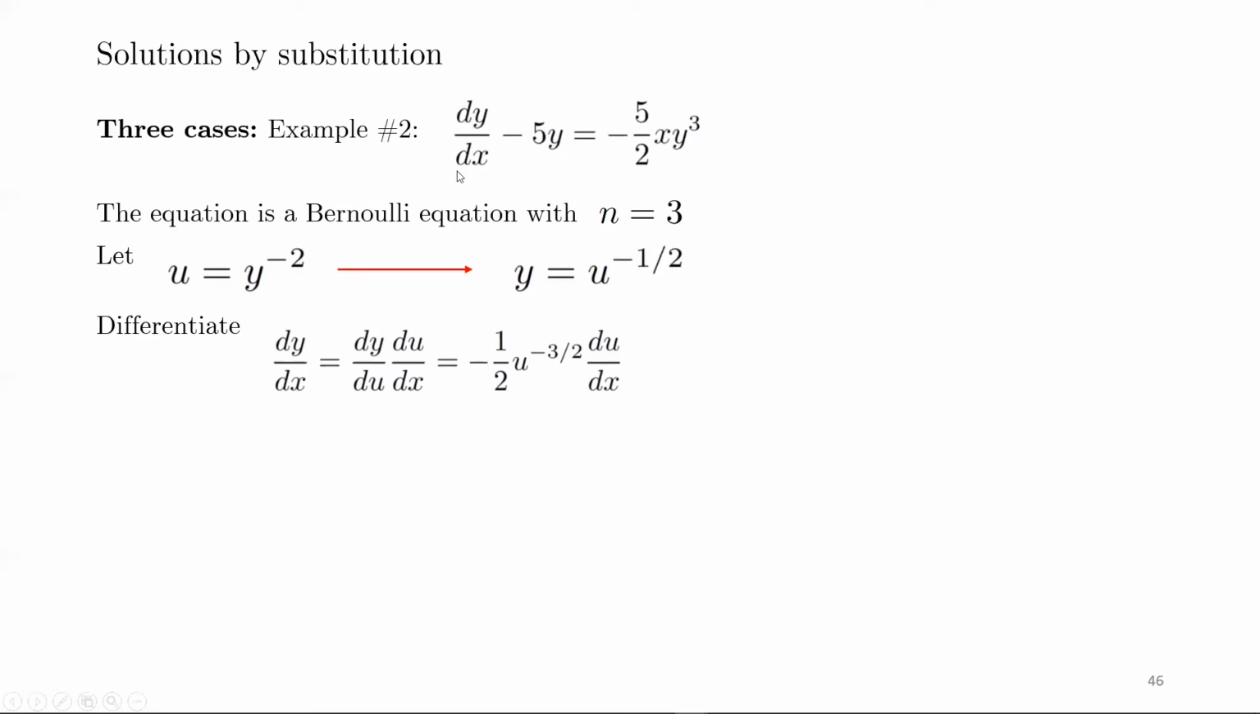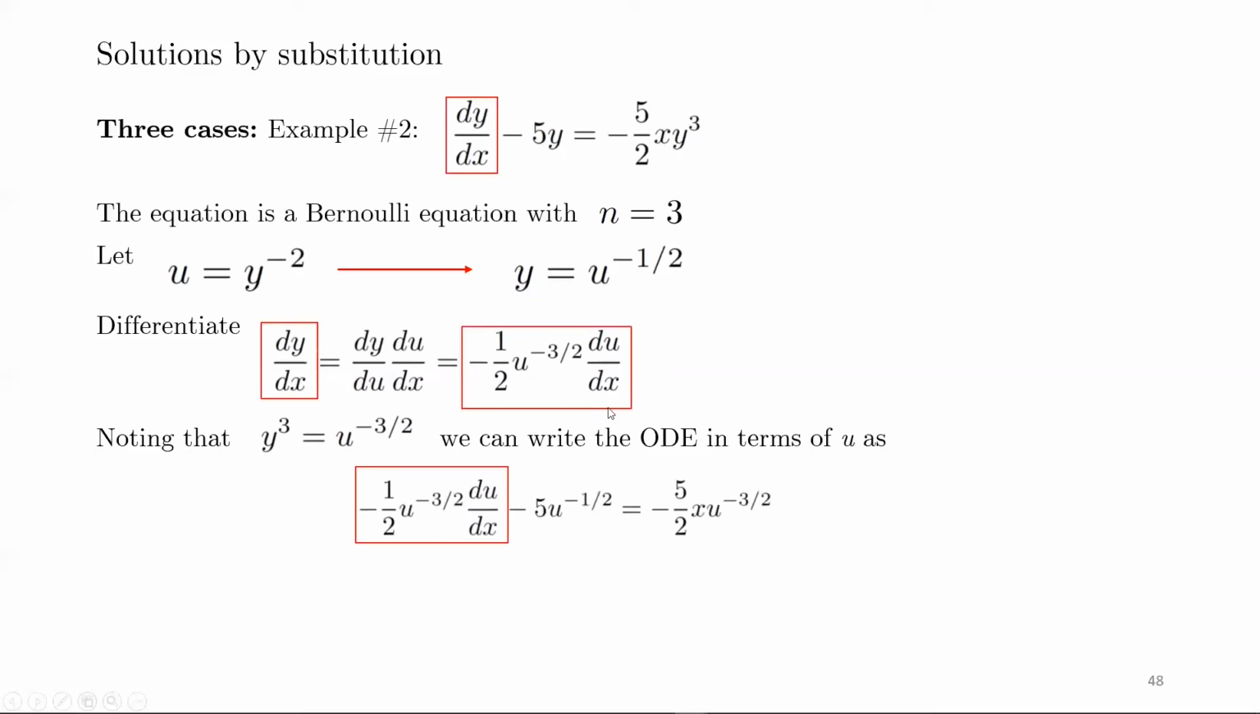So this term up here will be replaced by this term we've just derived. Anywhere I see a y, I can replace it with u to the power of negative 1 half. And then over here we have y to the power of 3. So if I take y to the power of 3 here, this is simply going to be u to the power of negative 3 halves, right? So I can use these terms in the original ODE to write the ODE in terms of u rather than in terms of y.